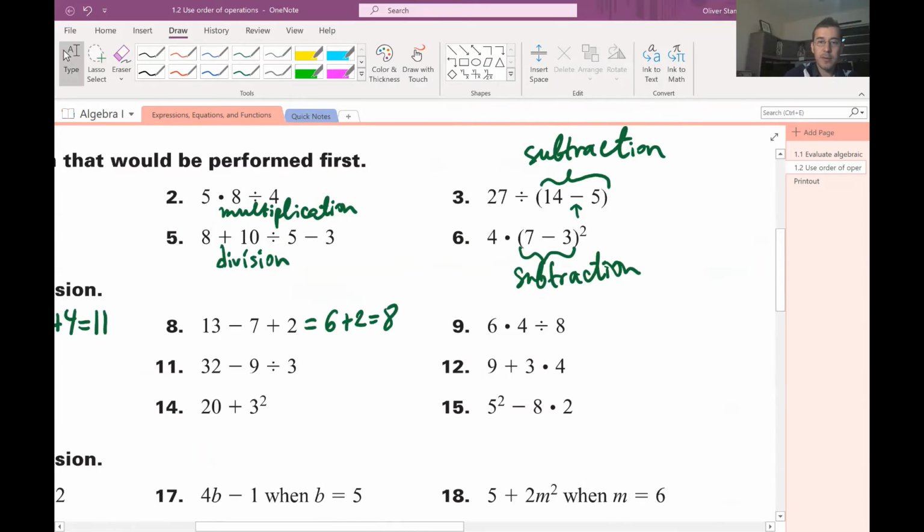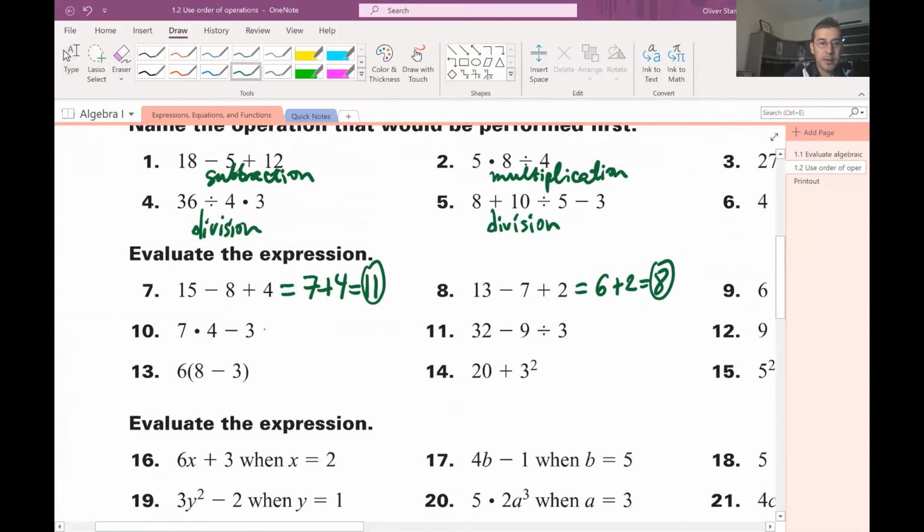Number 9, 6 times 4 divided by 8. This is multiplication and division on the same level, so we do left to right. 6 times 4 is 24, divided by 8 is 3, right? 3 times 8 is 24. Okay, this is all right.